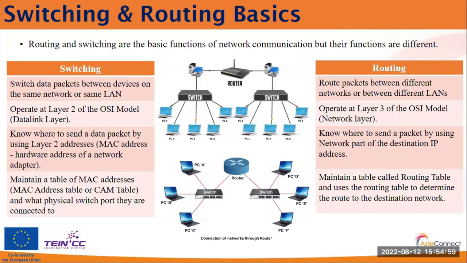Basically, the function of a switch is to switch data packets between devices on the same network, okay? But the function of routing is to route the packets between different networks. That means the same network is the same LAN, and different networks, you can say different LANs, that means local area network. A switch actually operates at layer 2. It also operates at layer 3, but it's multi-layer. I will come to it.